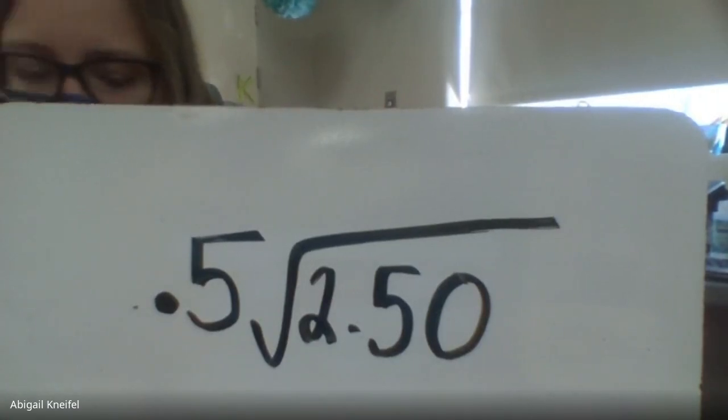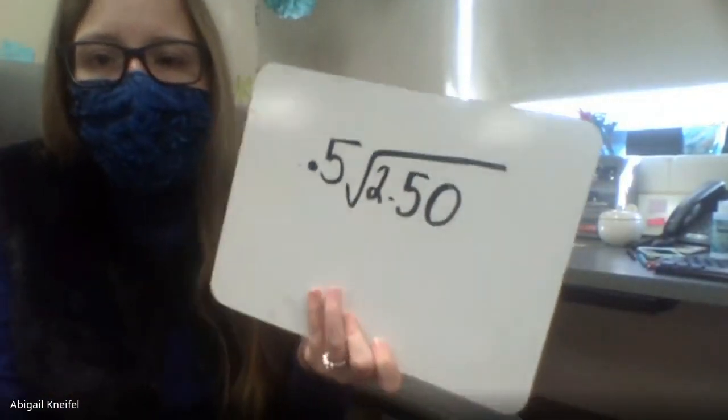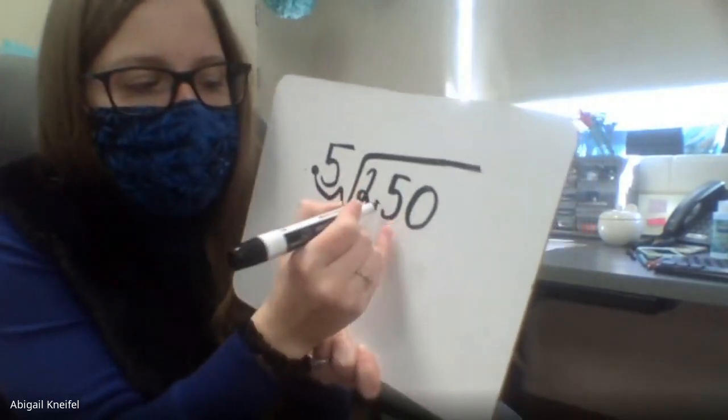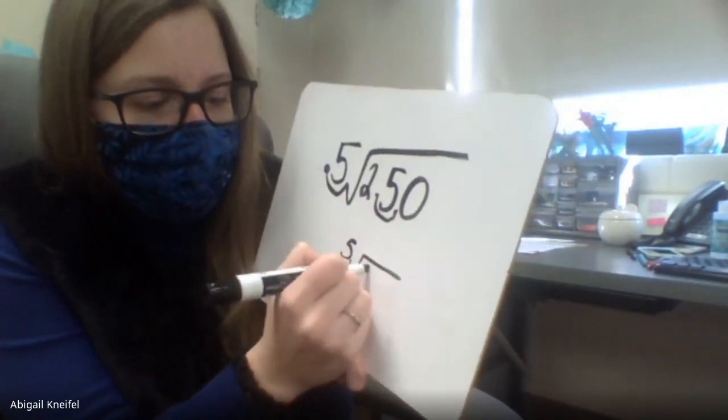All right, the first thing I need to do is move my decimals because that's what we're doing. So I'm going to move my decimal back here. And if I move that decimal back, I need to move this decimal back. So now I have 5.0. This is my new problem.